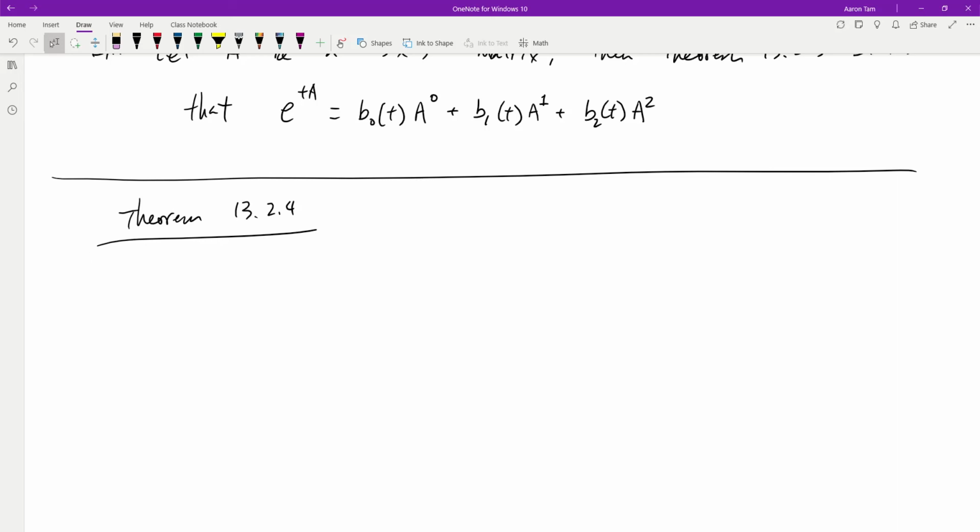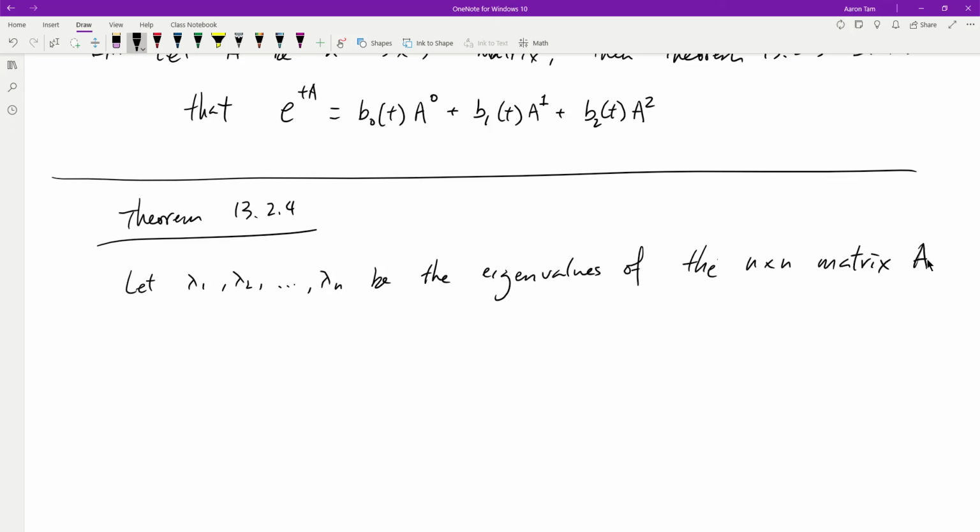So what does theorem 13.2.4 state? It states the following: let lambda 1, lambda 2, to lambda n be the eigenvalues of the n by n matrix A. Now I know what you're thinking: wait, I thought we were trying to move away from using eigenvalues and eigenvectors. No, that's not what I told you. What we tried to figure out is how to deal with a matrix that has a repeated eigenvalue. So the fact that we can have repeated eigenvalues can still be of use.